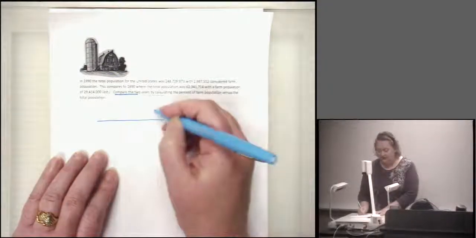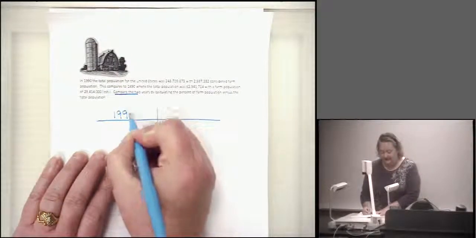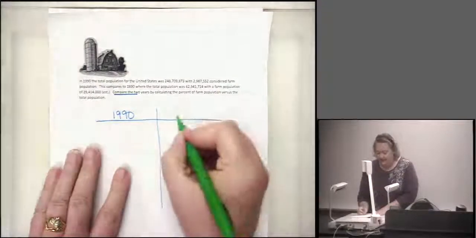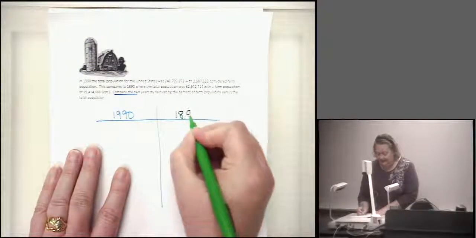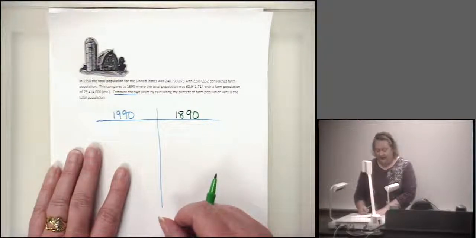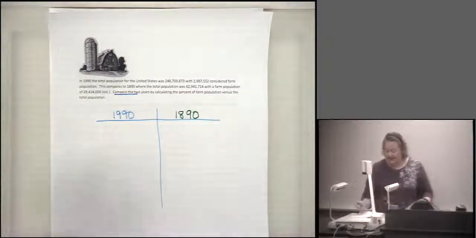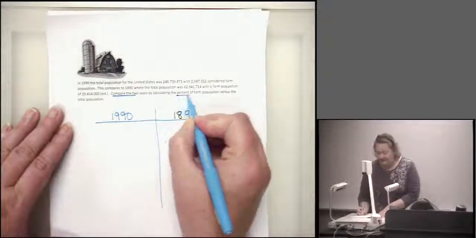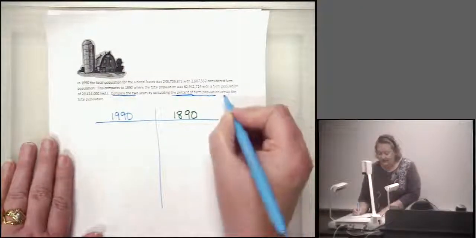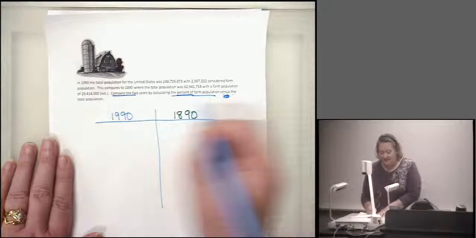Well, I have 2 sets of years, so I'm just going to make a little chart here. And I'm going to label one 1990, and I'm going to label the other one 1890. So I've got my 2 years, okay? And we're going to compare by calculating the percent. In other words, what percent of the farm population is of the farm population versus the total population.